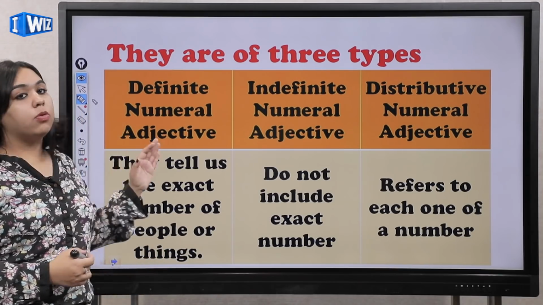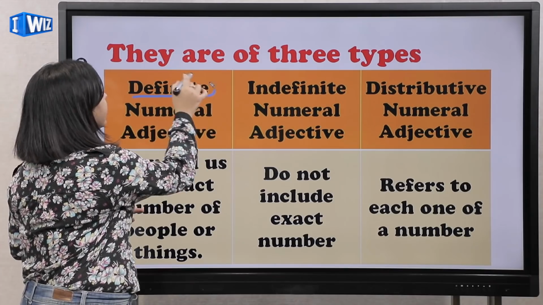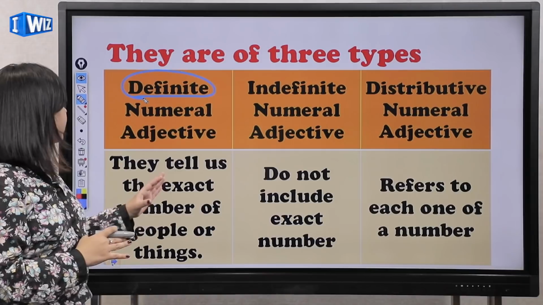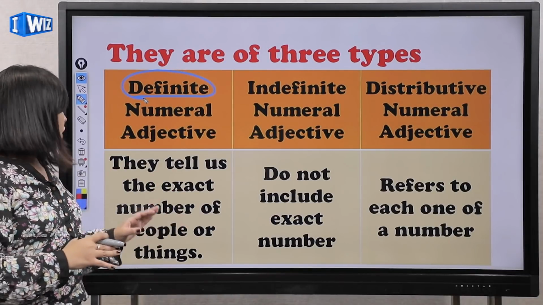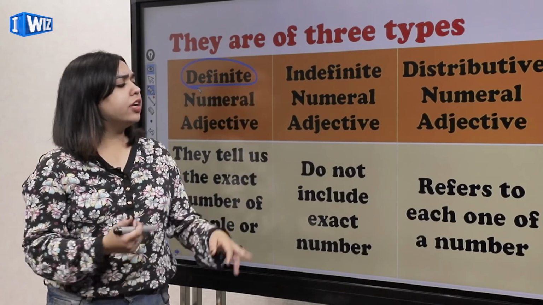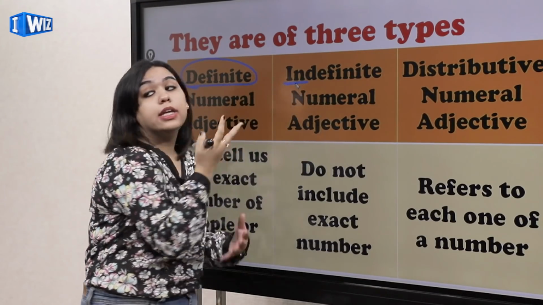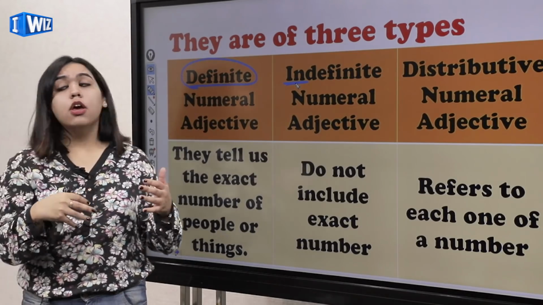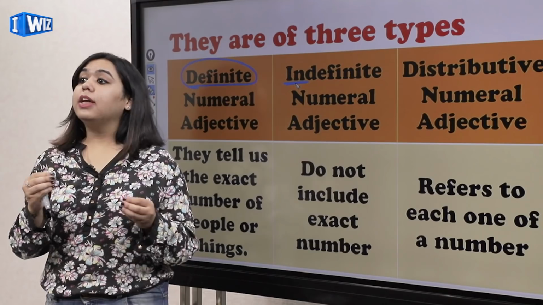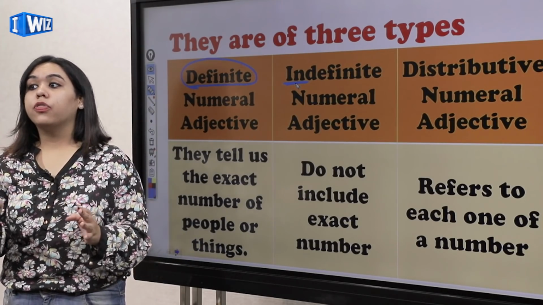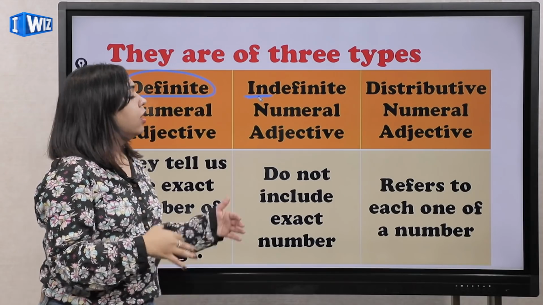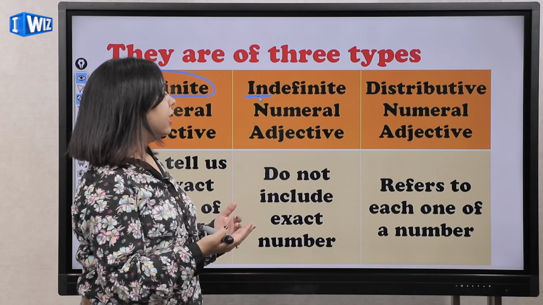Now, the definite ones, as the name suggests, what do you think definite means? Something that we know definitely about. They tell us the exact number of people or things. Definite number. Now, indefinite is where we are not sure how many. Let's say if I say few people came to watch the movie. Here few is indefinite where you're not sure about the number, but still you can count them. Keep that in mind. Moving on to distributive numeral adjectives.